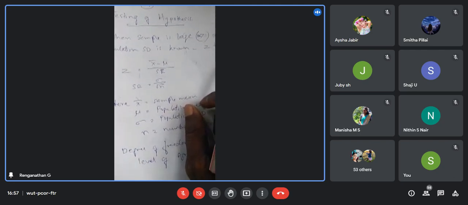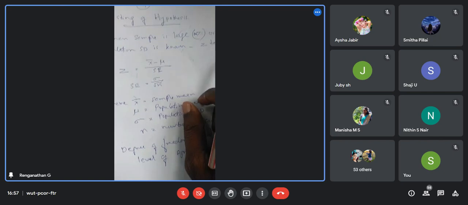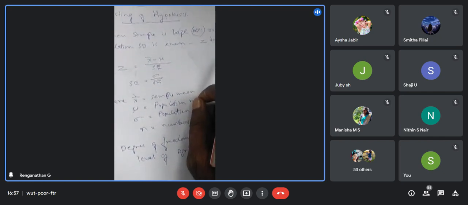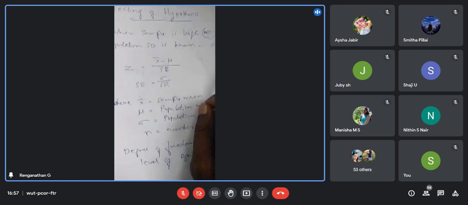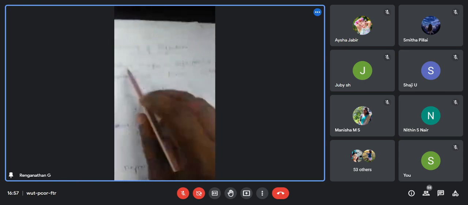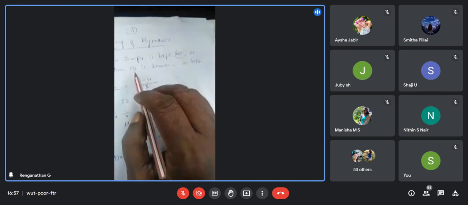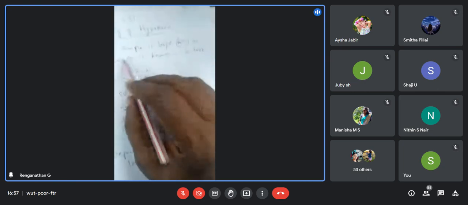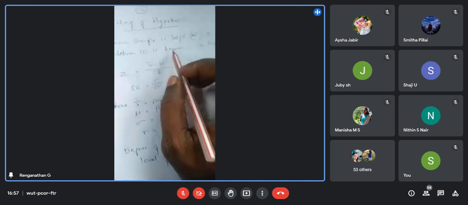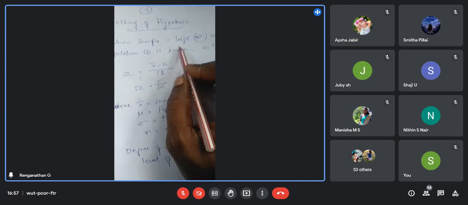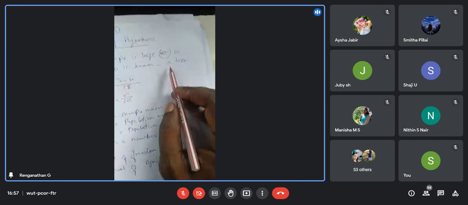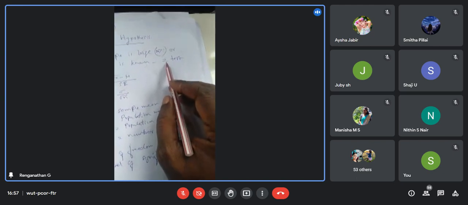And also there exist 4 types of testing of hypothesis: Z test, T test, chi-square test, and F test. And which test is to be applied to test a hypothesis? That's the question. And the criteria is that if you know the population standard deviation and the size of the sample is large, means the size of the sample is more than 30, then definitely you have to use the Z test.